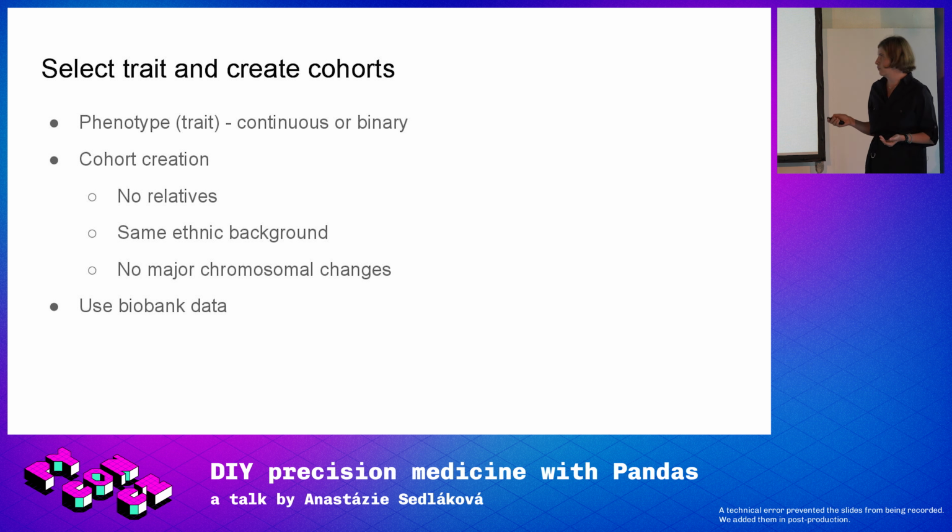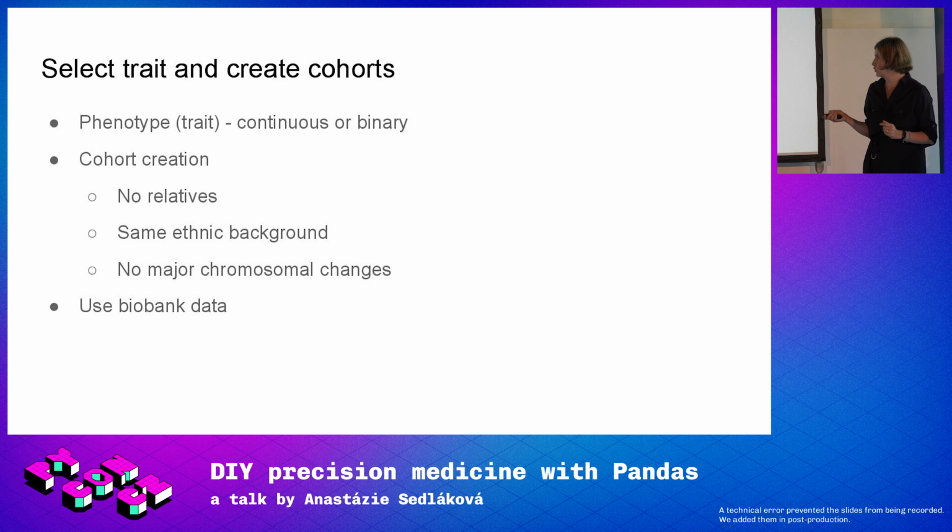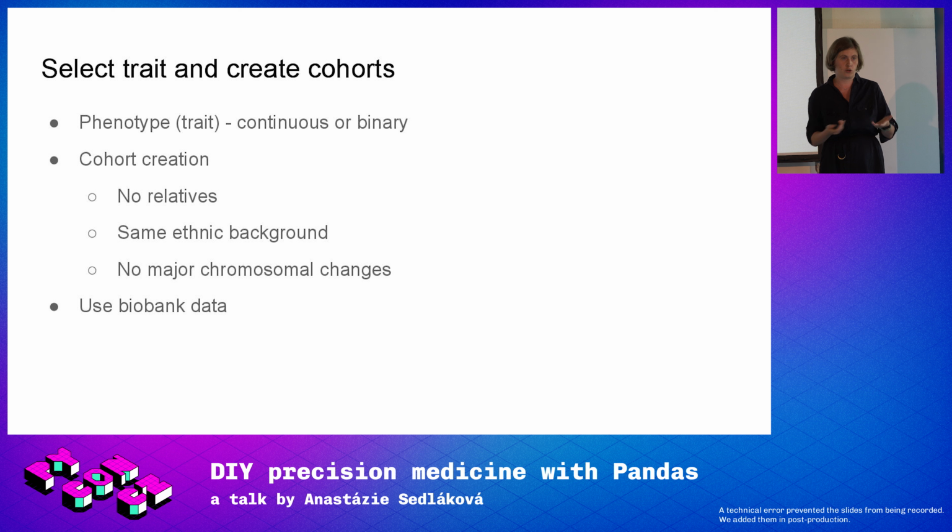You also want to have people with the same ethnic backgrounds, again, because these jeopardize your frequency of the variants that you are looking into. And you don't want to have some major chromosomal change, which actually might be a shock for you, but a lot of people have some chromosomal change and they do not know about it, but this could, again, mess with the data. So we want to cover that, and then we want to use this data.